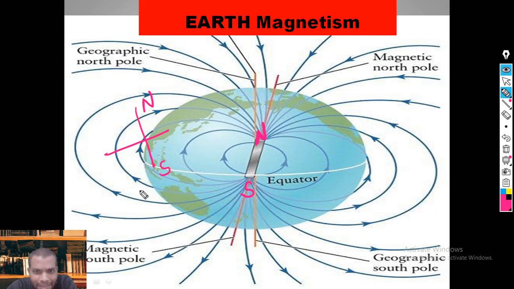I hope you got the difference between geographic north and magnetic north, and geographic south and magnetic south. Similarly, here we can define the equator. We know that the midline is known as the equator. In the same way, the magnetic field also has its equator, which is known as the magnetic equator.